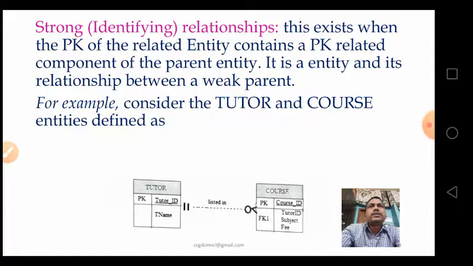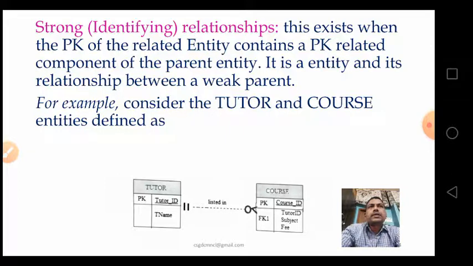One-to-one relationship means only one record from table A is related to only one record in table B. That means a one-to-one relationship. One-to-many relationship means only one record in table A is related to one or more records in table B. That is called a one-to-many relationship.